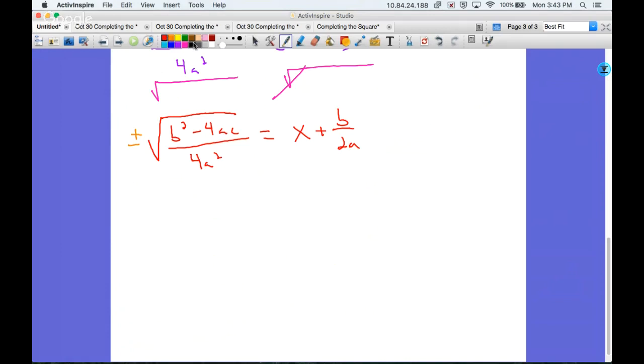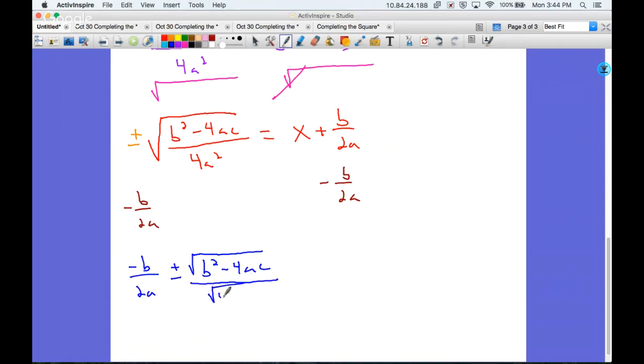In this step here, I'm going to go ahead and subtract b over 2a from both sides. So now my equation looks like negative b over 2a plus or minus, and I'm going to distribute that square root to the top and the bottom of that fraction. So I get the square root of b squared minus 4ac all over the square root of 4a squared equals x.